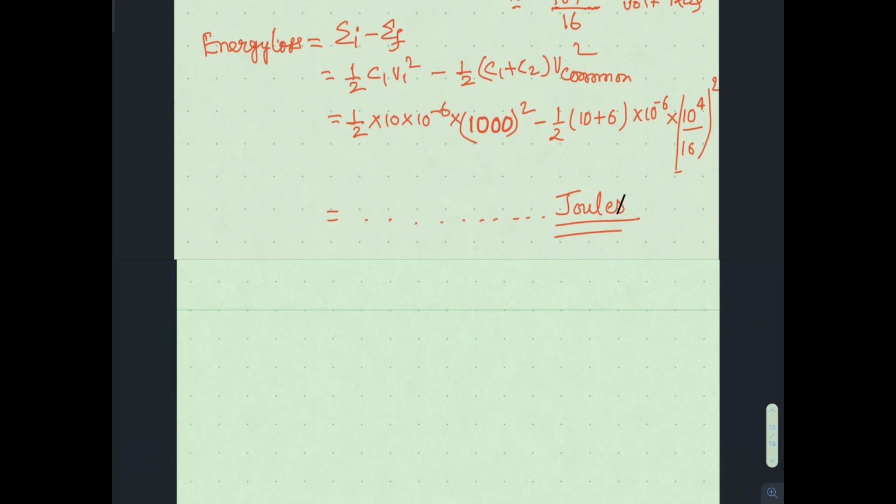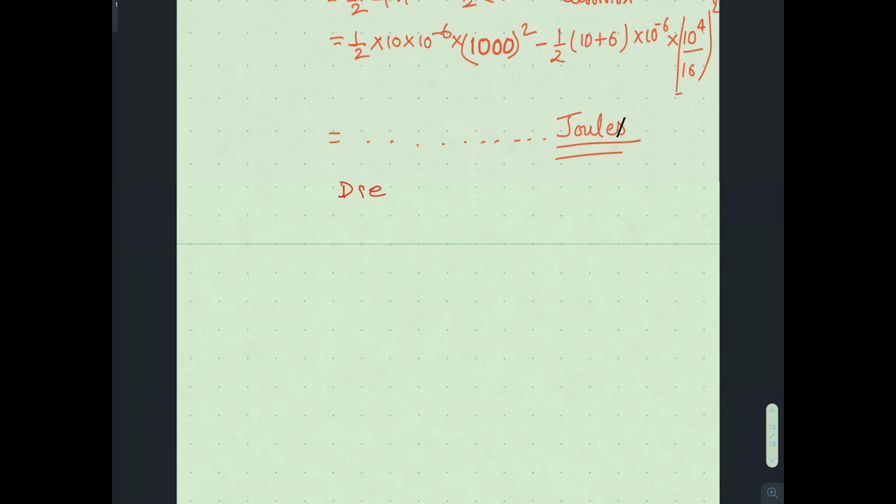Now in the continued discussion, we will move towards the dielectric. First I would explain the meaning of dielectric. We know that there are two types of material: one is conductor and one is insulator. Conductor has its own properties and insulator has its own properties.